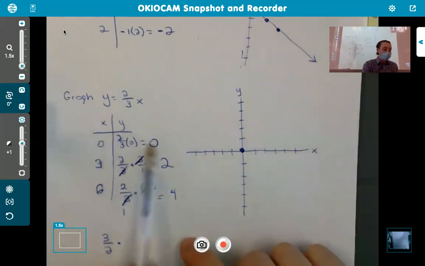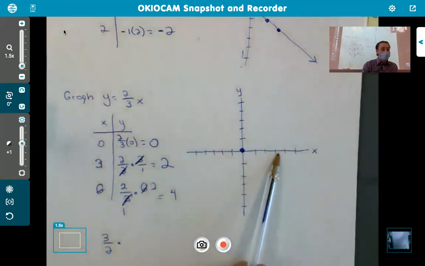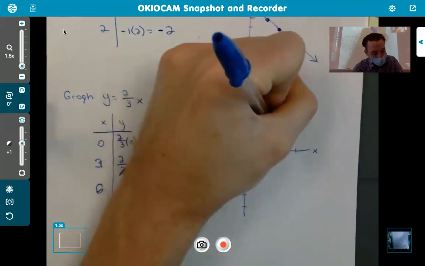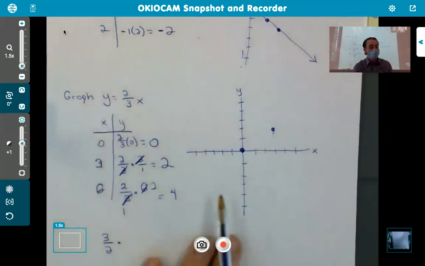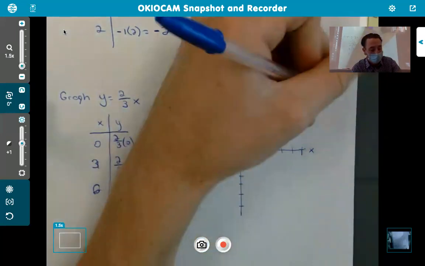So now we're going to plot these points. I have 0, 0, 3, 2. Where do I start plotting the point 3, 2? Where do I go? To the right or to the left? So this way, 3, and then where? Up 2. The point 6, 4, where do I go from here? Over 6, up 4.